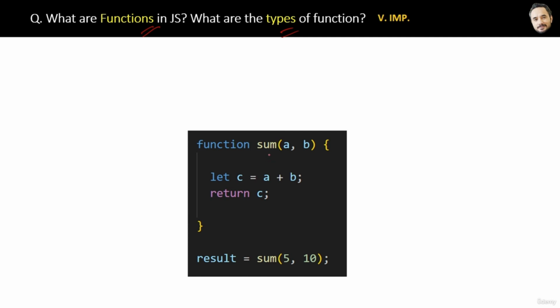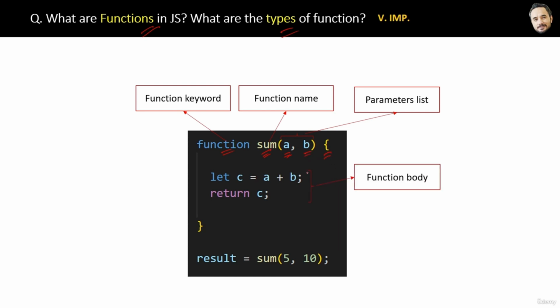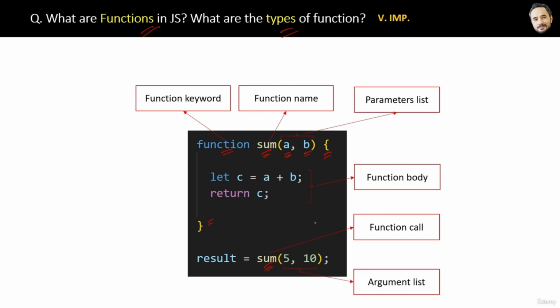Here is a simple function. First, we declare the function by using the function keyword. After that, we put in the function name, and then inside the round brackets, we put the list of parameters. Now inside the curly braces, we put the function body, and our function is ready. Then we call the function by passing the arguments list, which should match the parameters list. And finally we get the result like this.